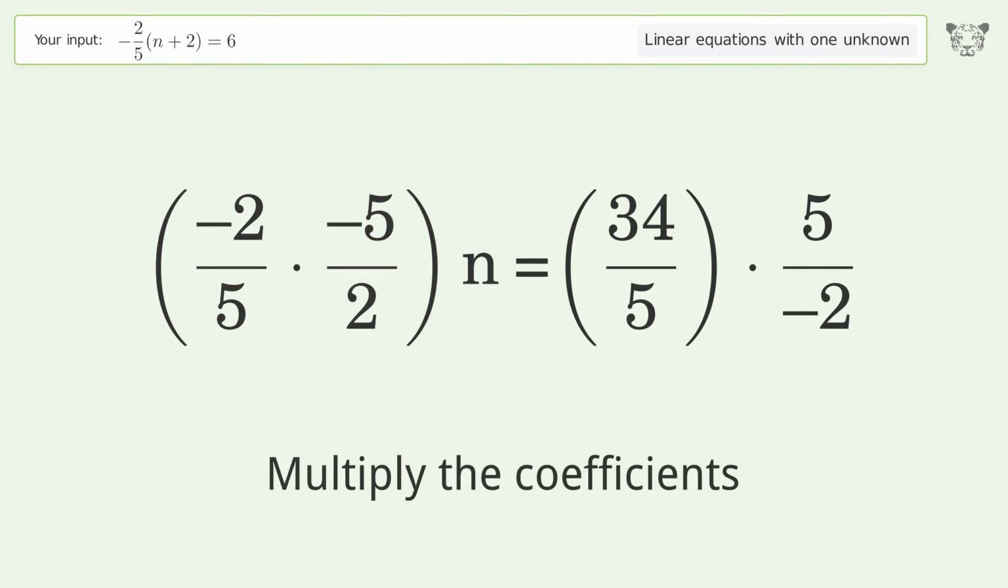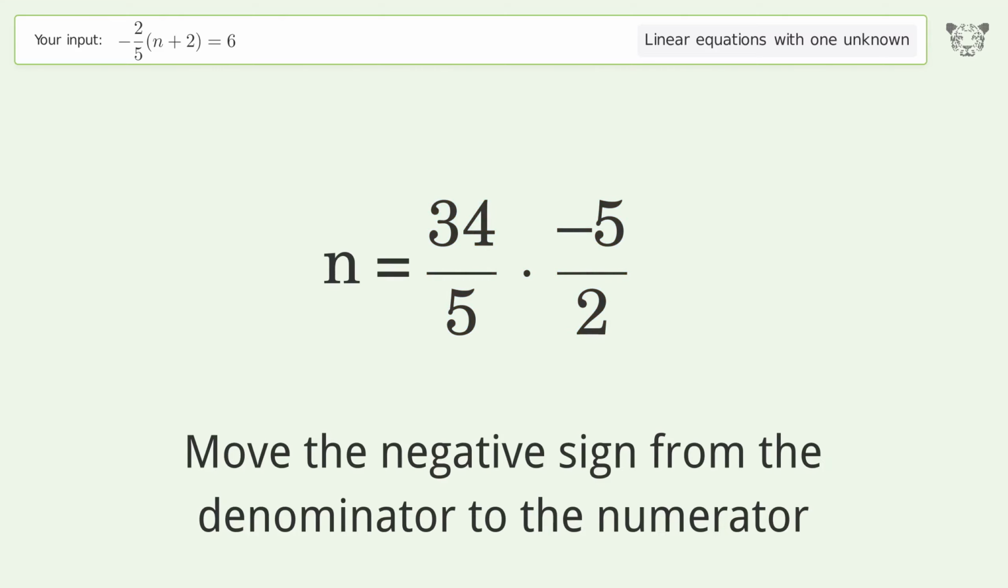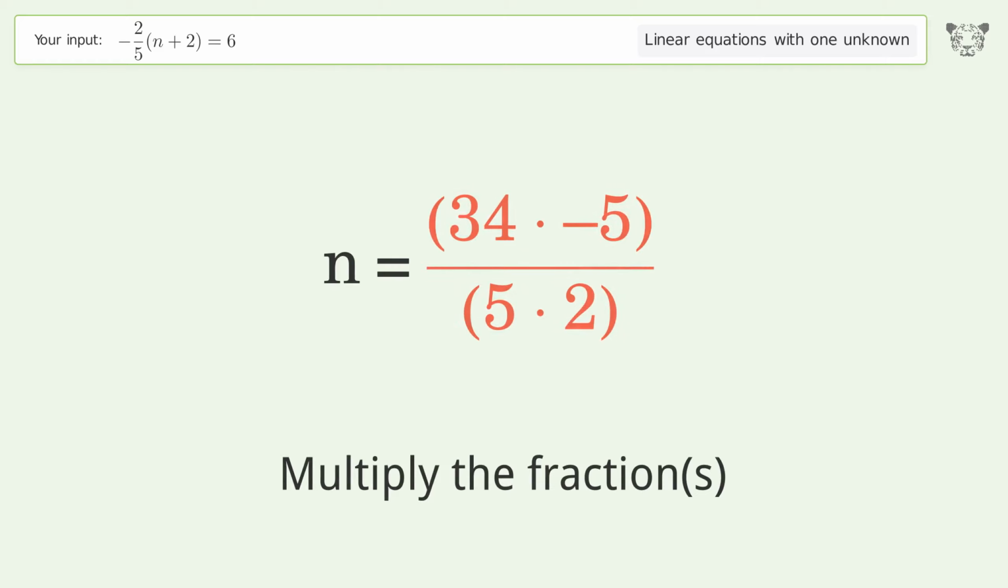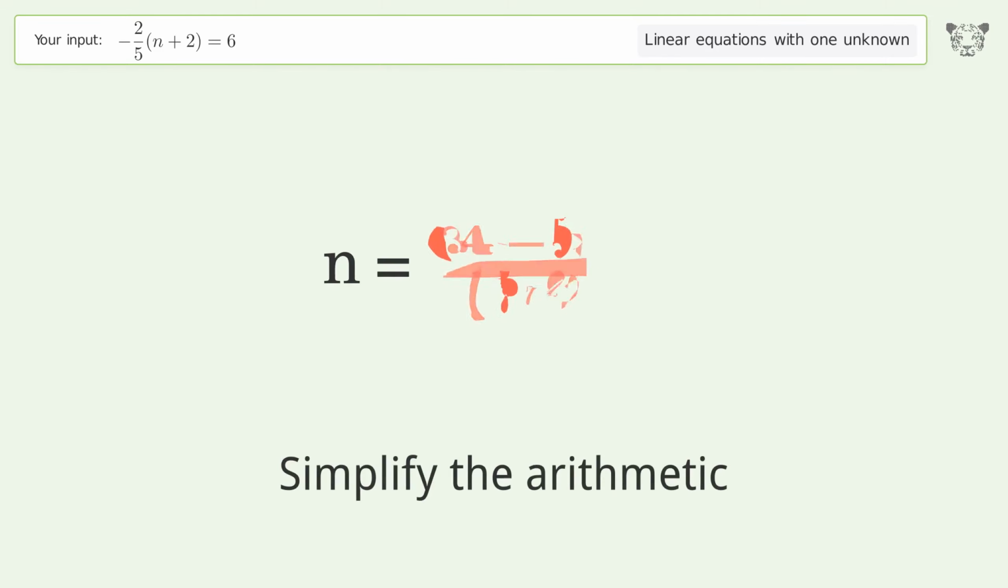Move the negative sign from the denominator to the numerator. Multiply the fractions. Simplify the arithmetic. And so the final result is n equals -17.